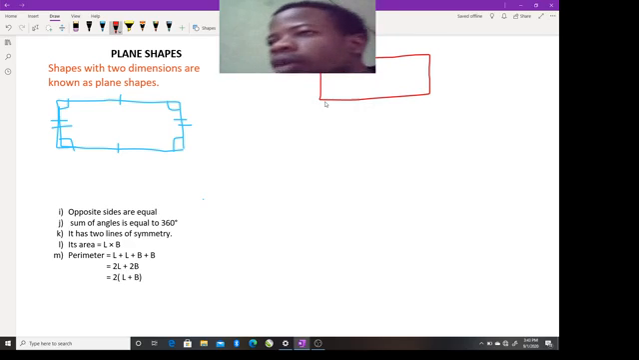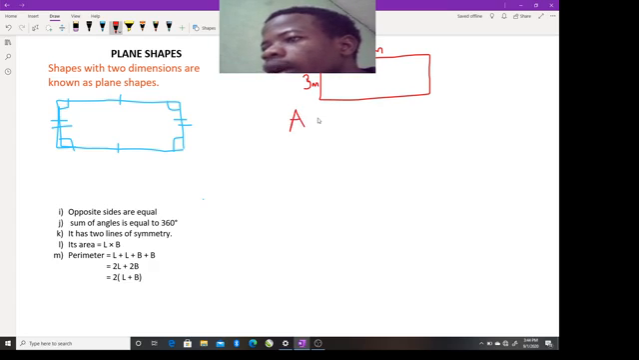We have a rectangle of this form. You have this to be 3, and you have this to be 5 meters. What will your area be?